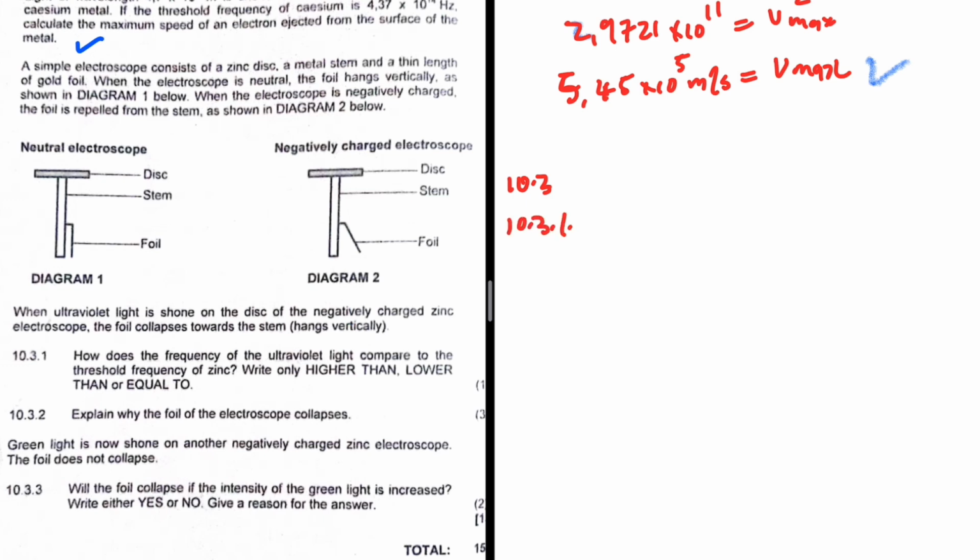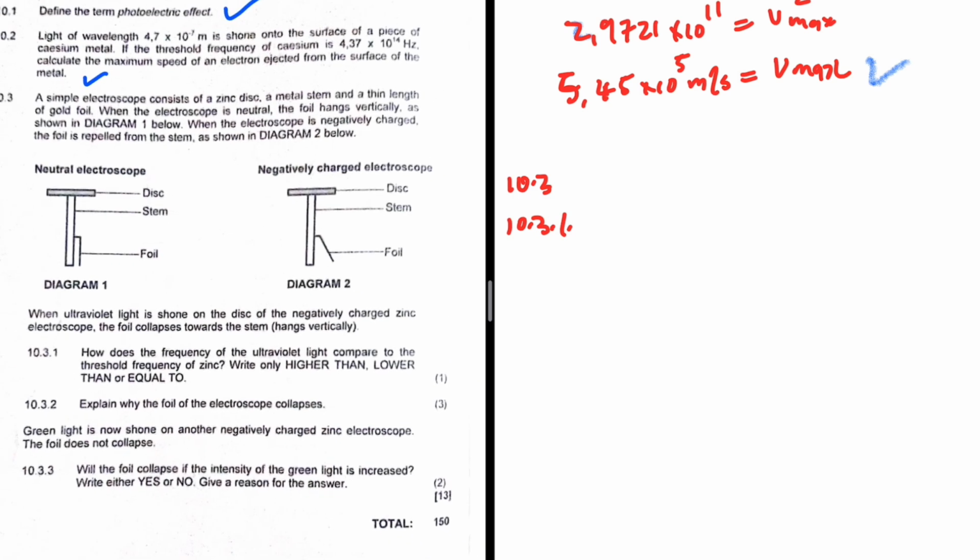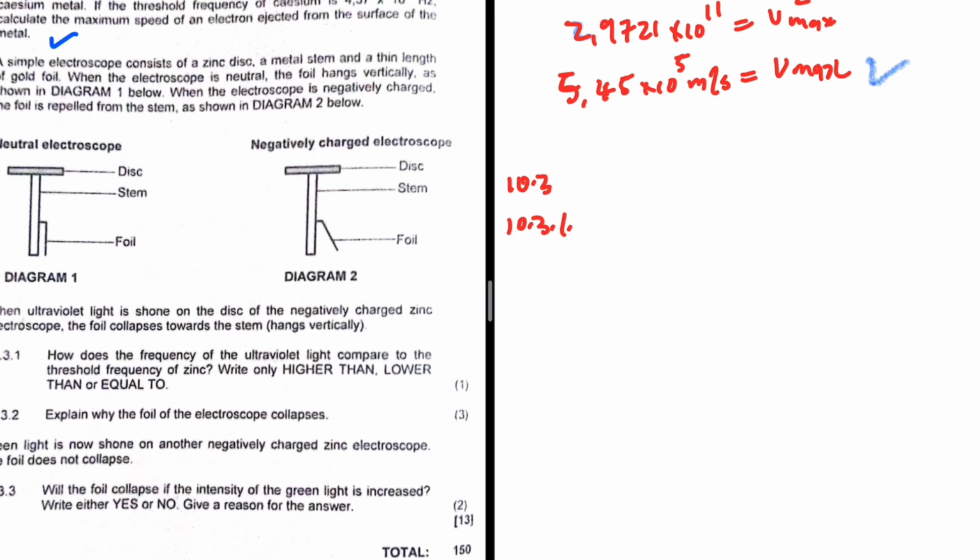First question, 10.3.1. How does the frequency of the ultraviolet light compare to the threshold frequency of zinc? Higher than, lower than, or equal to? It is higher than. That is why the photoelectric effect is taking place. The question says, explain why the foil of the electroscope collapses.